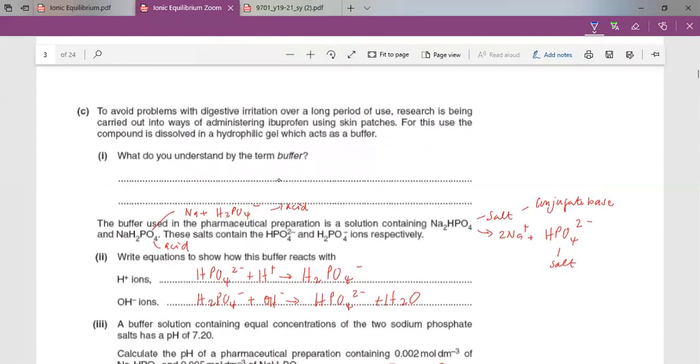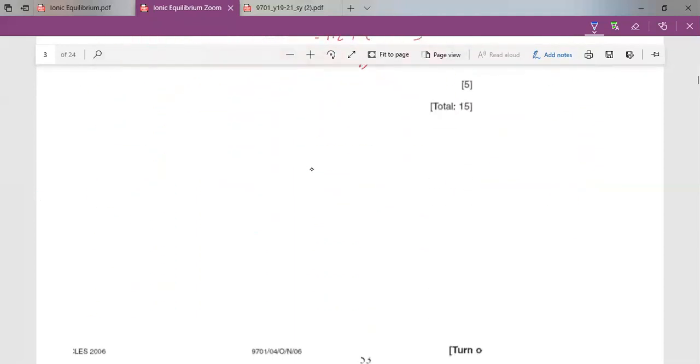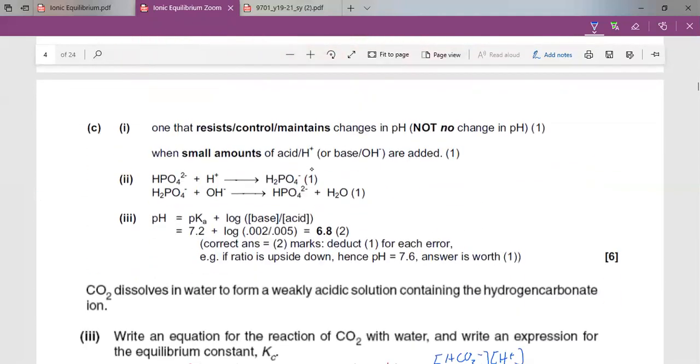Okay, next one here. What do you understand by the term buffer? Let's see the marking scheme again. Right, see, a solution that resists changes in pH, that controls pH changes. Again, the first mark is here. The second mark is when small amounts of acid or base are added. Okay, so the second mark is small amounts here. Or the pH remains fairly constant, not change, fairly constant.